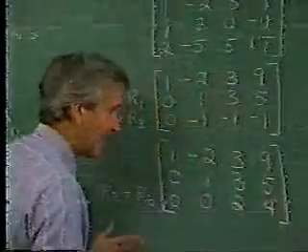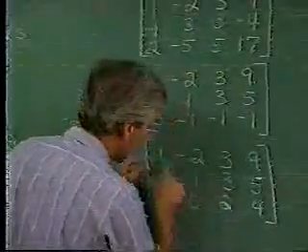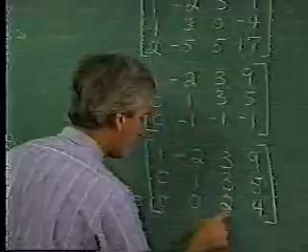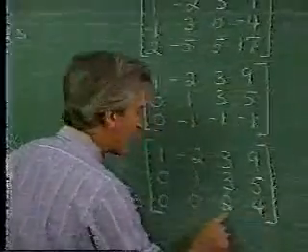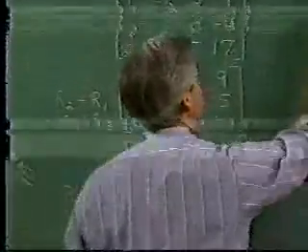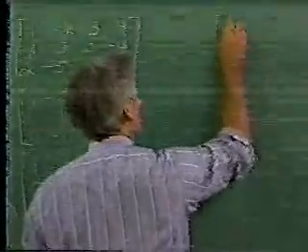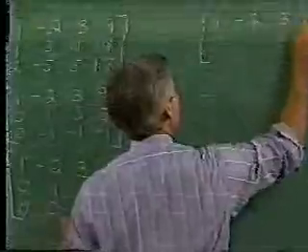Our next task would be to cause a 1 to appear in this position because we want 1s along this diagonal. And in order to accomplish that, we'll take this row and divide by 2. Before we do that, though, let's bring down these other two rows. Let's do that up here. So I'm simply bringing down the 1, -2, 3, and 9.